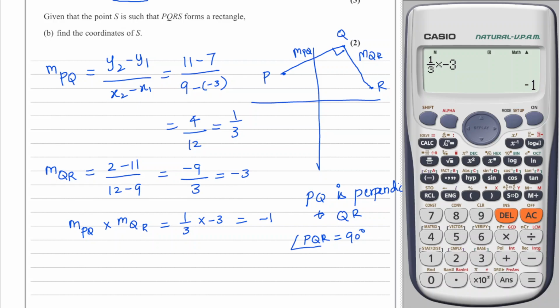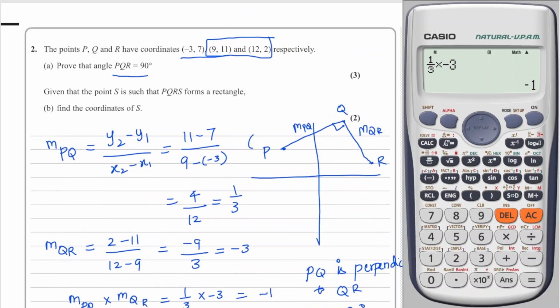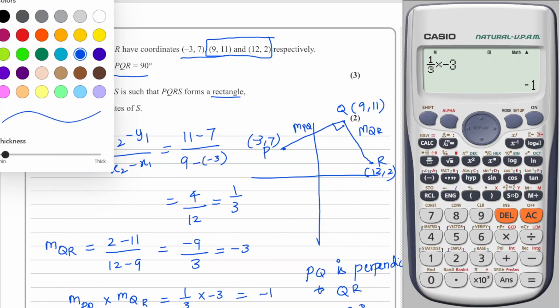Then second part: given that the point S is such that PQRS forms a rectangle, find the coordinates of S. So here we have the P, Q, R points. I just mark them here. This is (-3, 7), this is (9, 11) and this is (12, 2). They mentioned that this is a rectangle. So this line is parallel to SR, so that we can identify how much R is deviated from Q. We can use the same deviation from P to S.